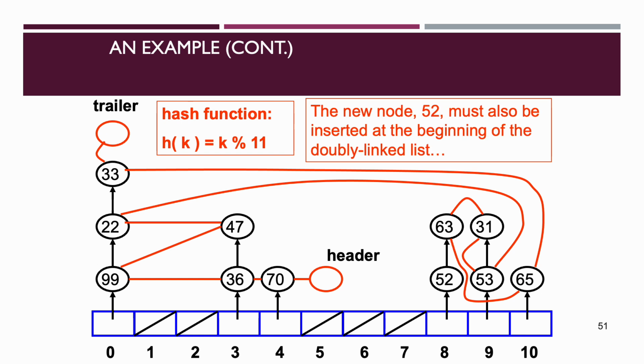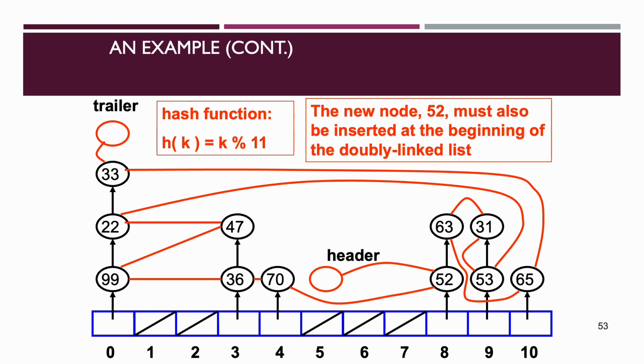The new node 52 must also be inserted at the beginning of the doubly linked list. So then the header will be connected to the last one added. Before, the header was connected to 63, because 63 was the last one inserted. Now that we have added 52, the header will change to 52.